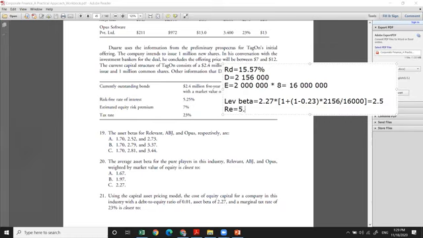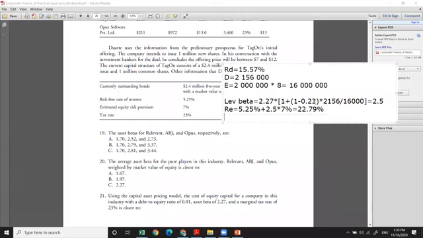So 5.25% plus the equity premium, the beta is 2.5 times 7%, the equity market risk premium, and that would give us the cost of equity equal to 22.79%. And this we calculated: cost of equity, cost of debt.